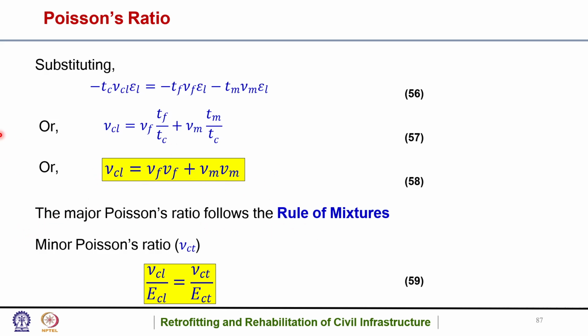So it is like a series connection of an electrical circuit. It is a rule of mixtures, and the minor Poisson's ratio is the other way, so nu cl by Ecl equal to nu ct by Ect.